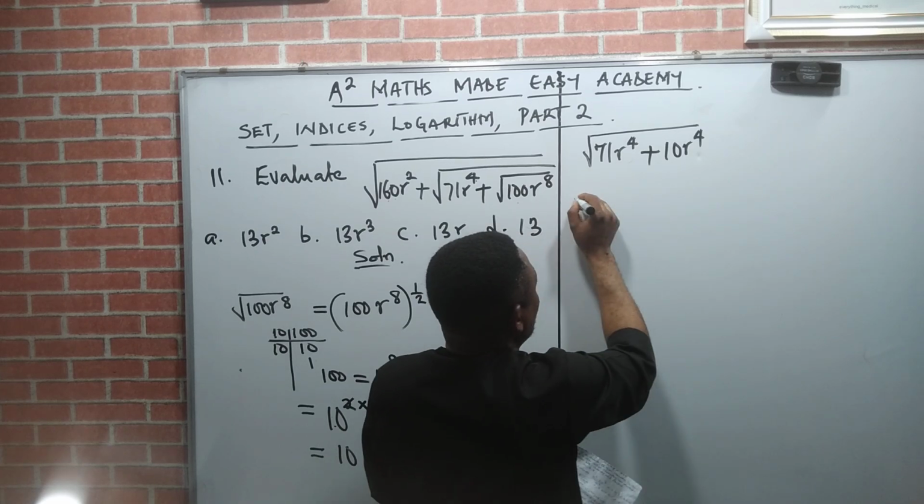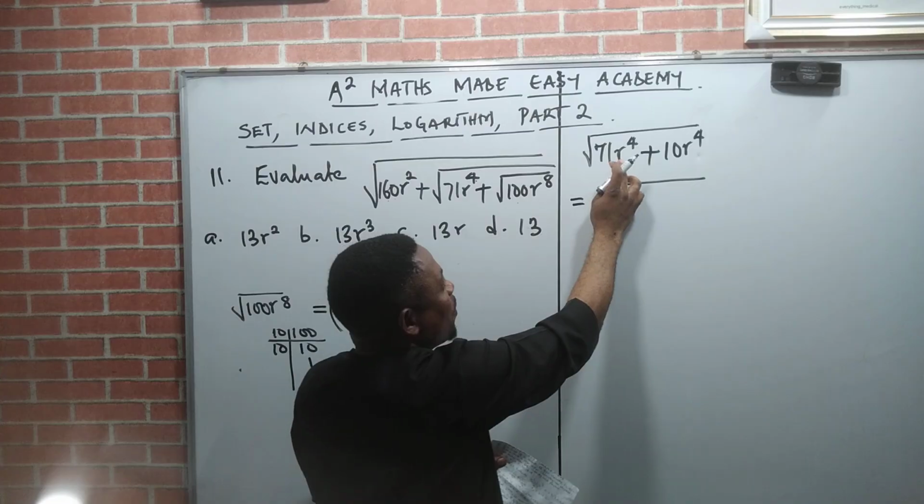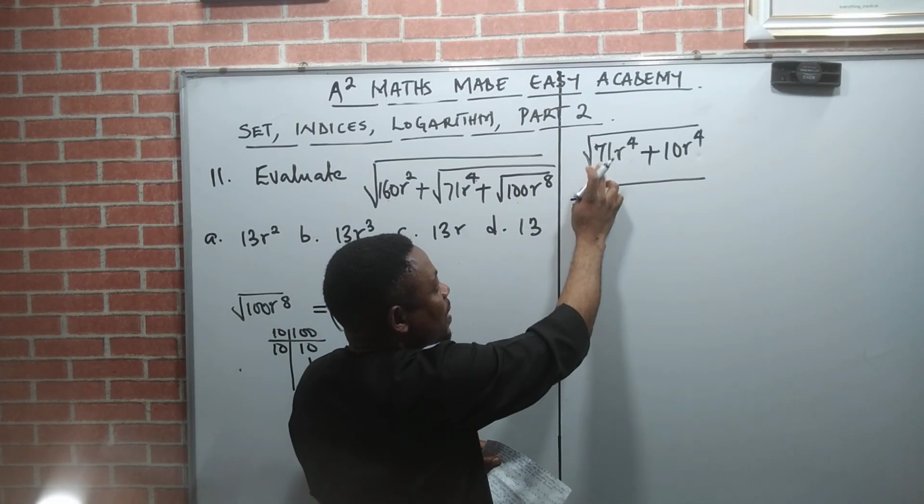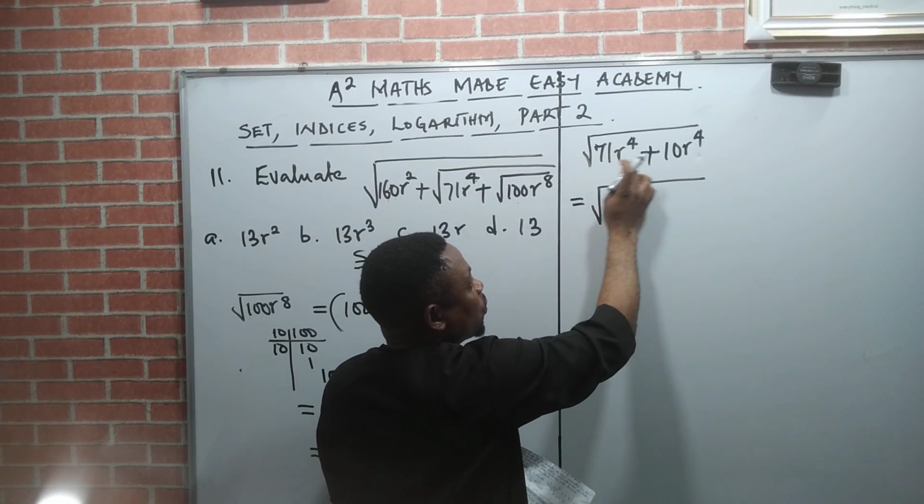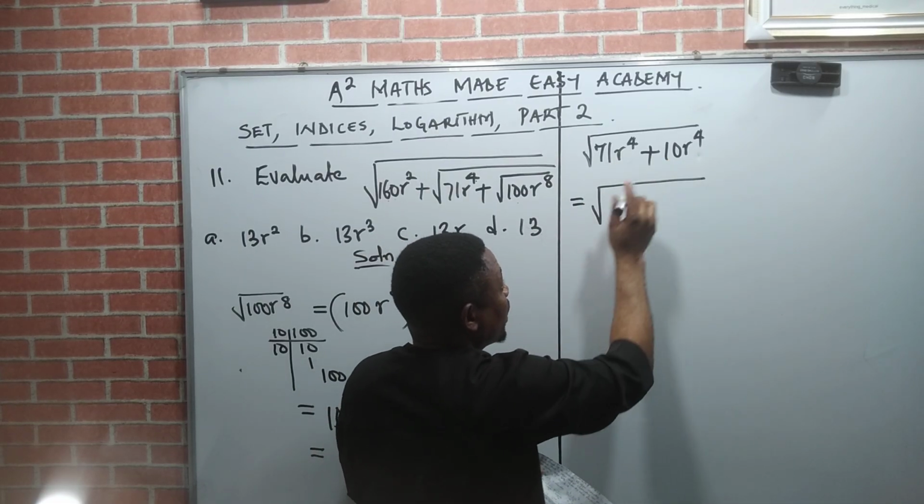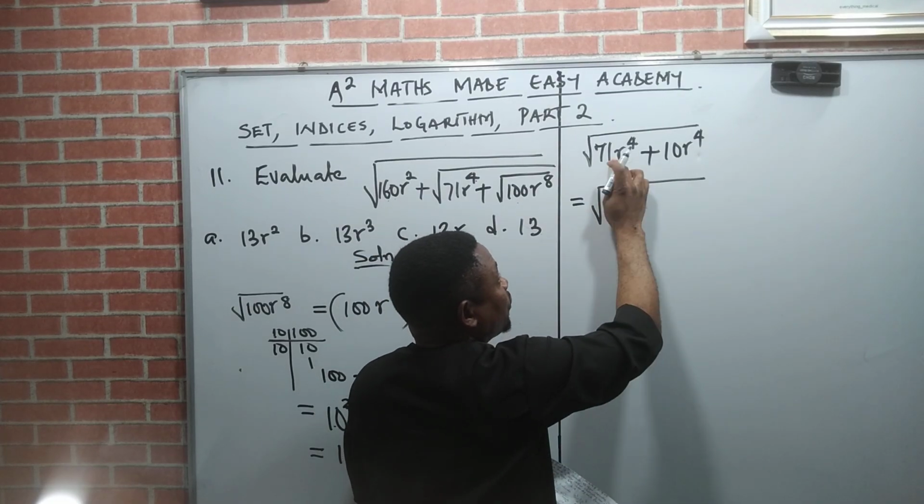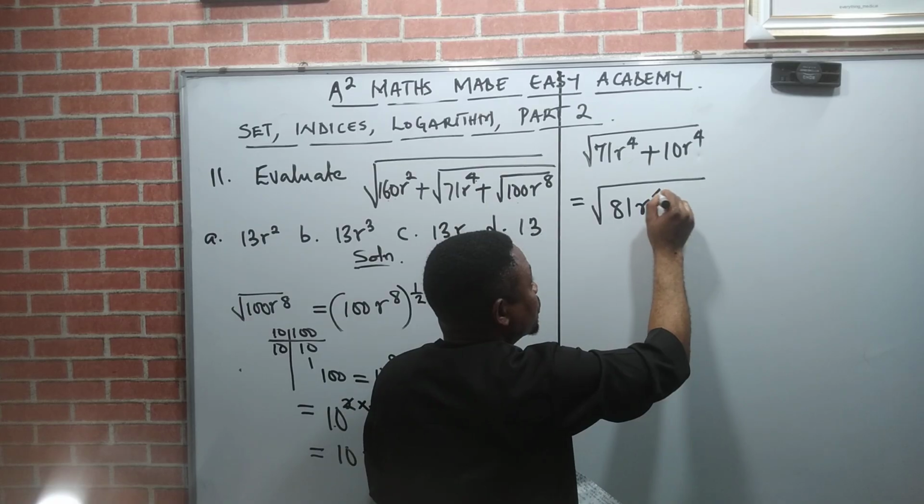Now if you continue, you are going to have square root of, now since the powers are the same, are you with me now? Now add the coefficient. How do we add the coefficient? 71 plus 10 will give us 81. Are you with me now? Now you pick one of the values of r here, which is r raised to the power of 4.